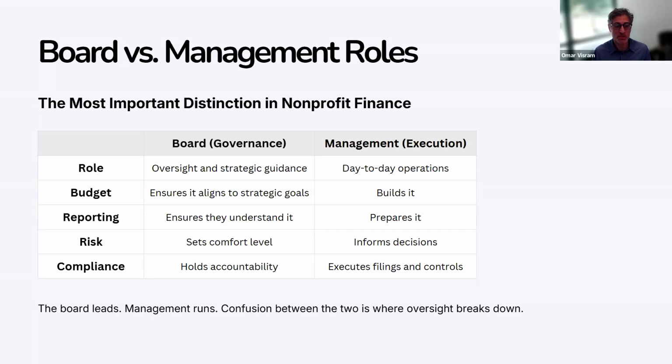From a compliance standpoint, the board is responsible for ensuring that accountability measures are in place, and management is responsible for executing filings and control, ultimately making sure that accountability is assigned for the different line items on the budget. So you may want to think about it this way. The executive director is responsible for everything, but they may delegate certain line items to different program managers or team members as it makes sense to do so in the context of the organizational structure. The board ultimately leads, management runs, and confusion between the two is where oversight breaks down.